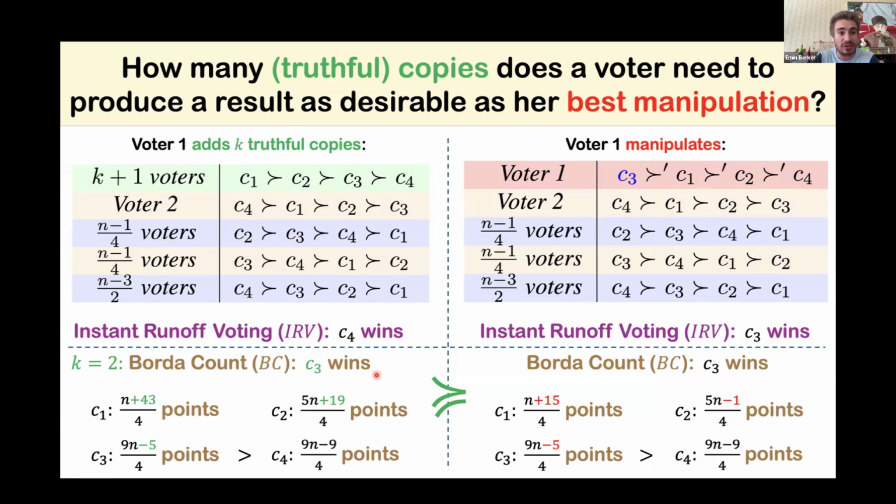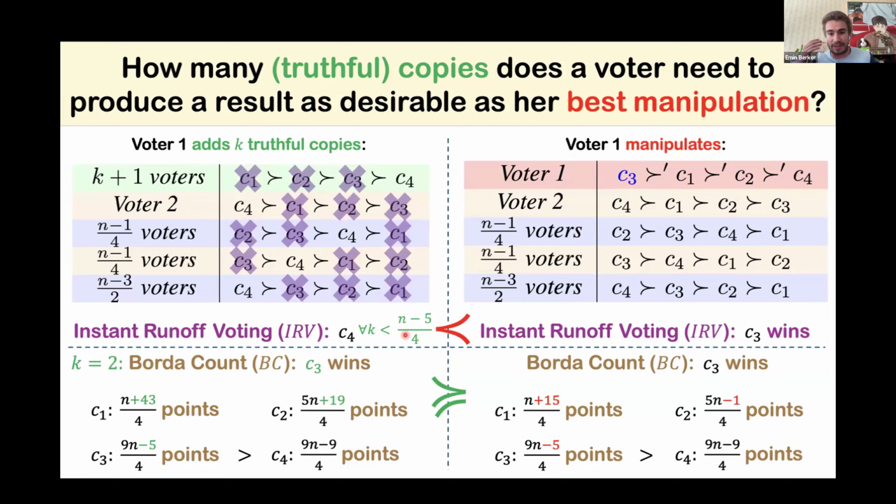With instant runoff voting, on the other hand, things look quite different. 2 copies is not enough. In fact, if you have any number of copies that's less than (n minus 5) over 4, you can see that the total number here is going to be less than (n minus 1) over 4. So C1 is still going to be the candidate with the least number of votes to go first round. And C2, again, is going to have an edge over C3. It's, again, going to be a match between C2 and C4. And once again, these two cancel each other out. These two add up to (n minus 1) over 2. And these ones are actually roughly n over 4. So once again, C2 is going to go and C4 is going to win.